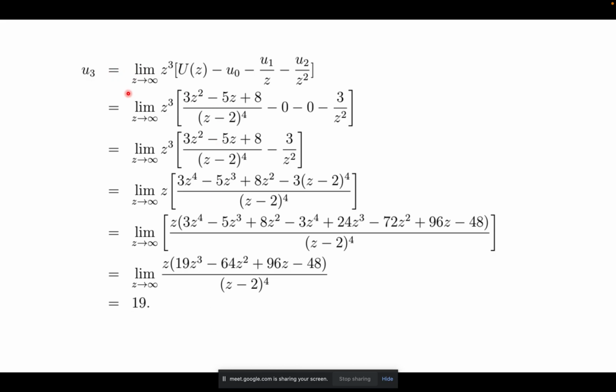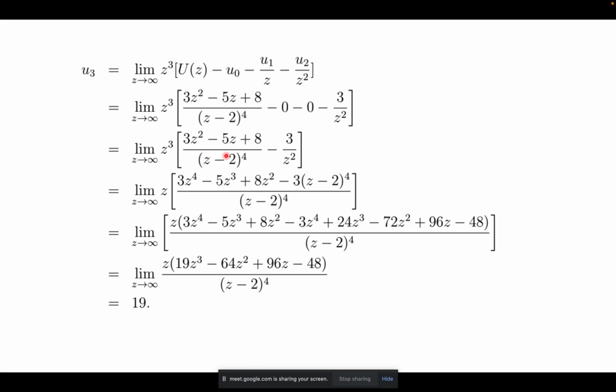So the value of u3 will be the limit as z approaches infinity of z cube times (Uz minus u0 minus u1 by z minus u2 by z square). Again this is coming from the initial value theorem. So let's try to simplify this. I have z cube, and then I rewrite the function Uz as it is, and then I have minus 3 by z square, because the value of u2 is 3 and the values of u0 and u1 are 0. So I will get this equation.